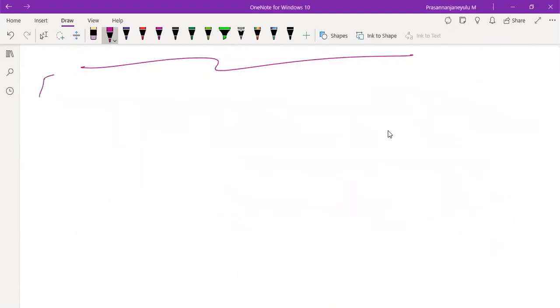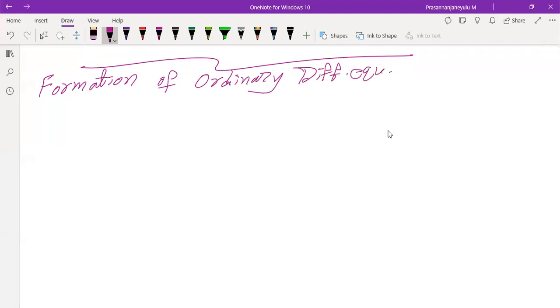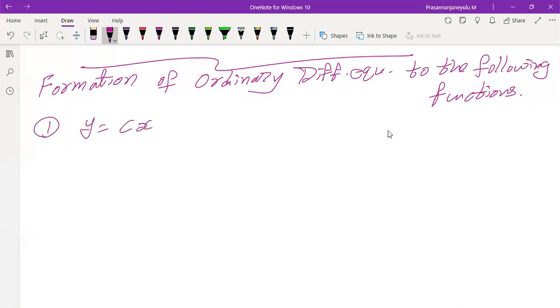For the namesake, I'm giving here problems. Formation of ordinary differential equations for the following functions. So the first one, I'm taking y equals cx plus c square. What is the solution? y equals cx plus c square.